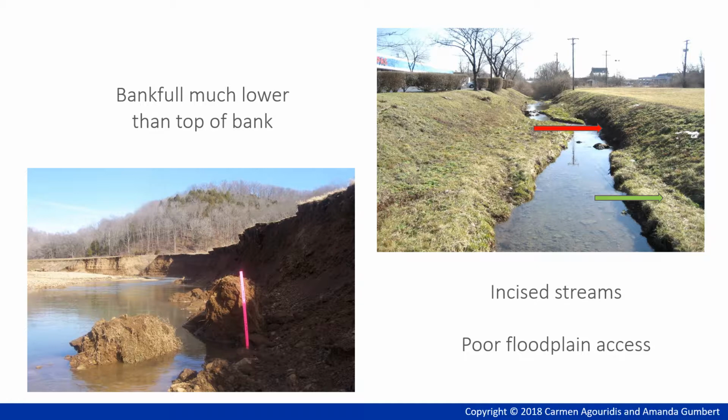However, note the stream bank erosion that is occurring where the stream does not have access even to a small floodplain. The location of high erosion is denoted by the red arrow.